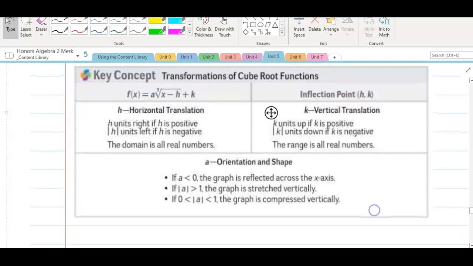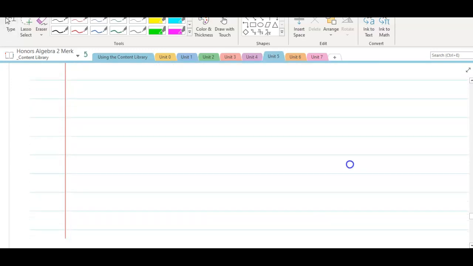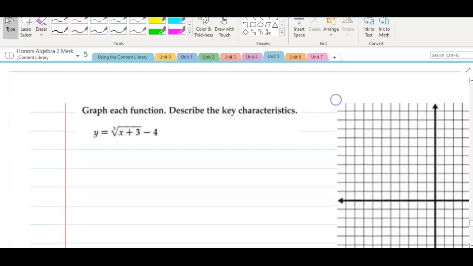Again, in our key concept chart here, we have a lot of abstract words. If k is positive, it's k units up. Sometimes speaking with variables is very hard to grasp. So again, I prefer to look at an example with numbers actually, and then go back and refer to that key concept chart. The chart's nice. It has everything you need to know in it. It's just hard to just read it and know what it means.